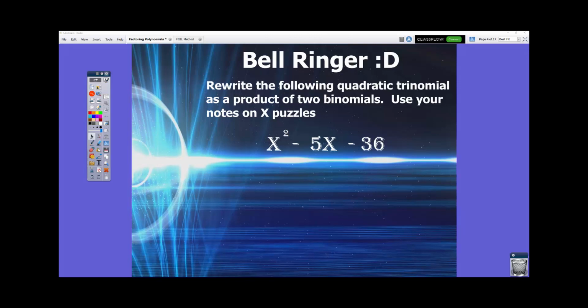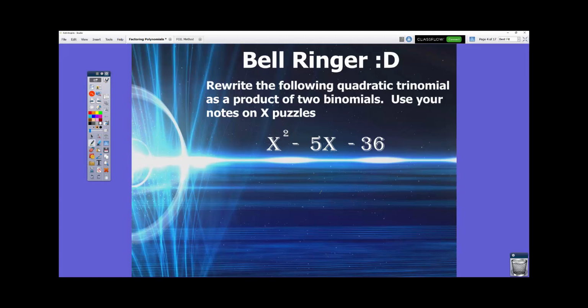We're going to go ahead and warm up with one of our X puzzles where we rewrite quadratic trinomials as a product of two binomials. So go ahead and pause the video, and if you are a student of mine, your most recent set of notes should be able to guide you through this. And for those of you who are not, go ahead and follow along if you have never done this before.